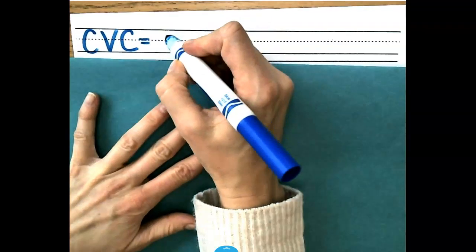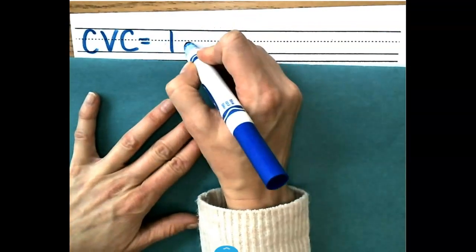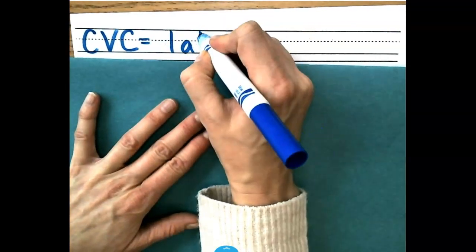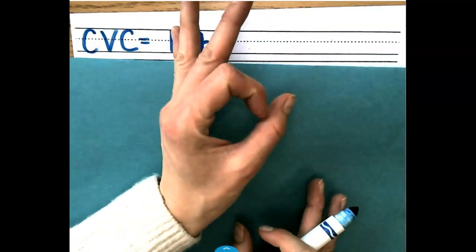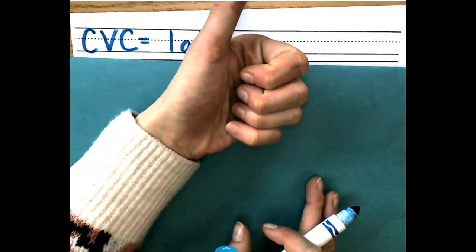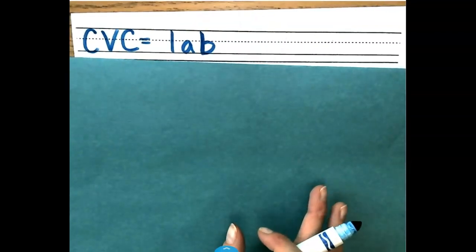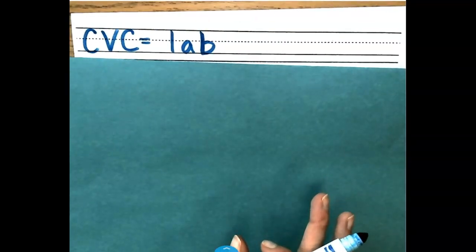Lab. Make sure that you sound out the word and check your B or D strategy. Lab. L, A, B. I know for a B, the line goes first. B. It's a match with my hand. Lab. Get ready for your next word.